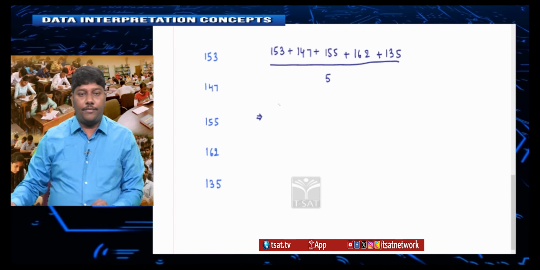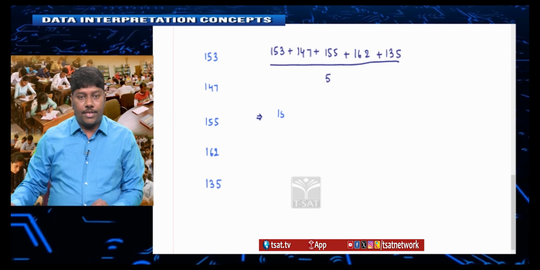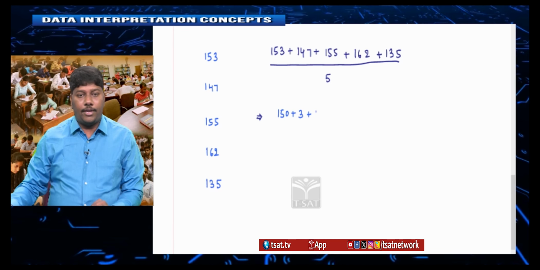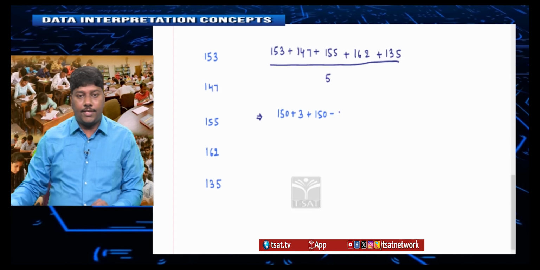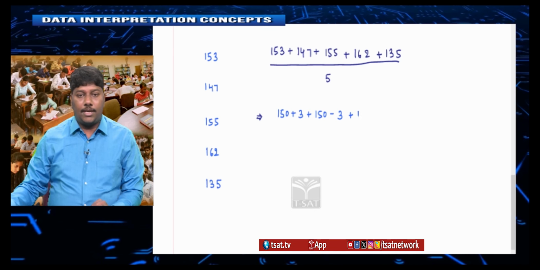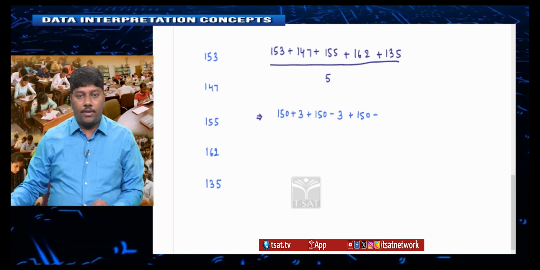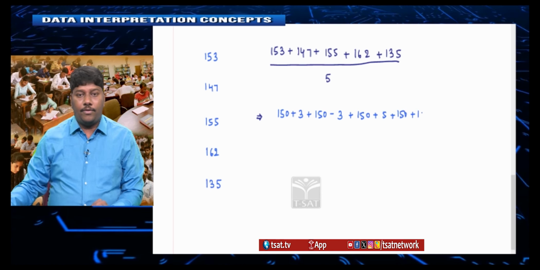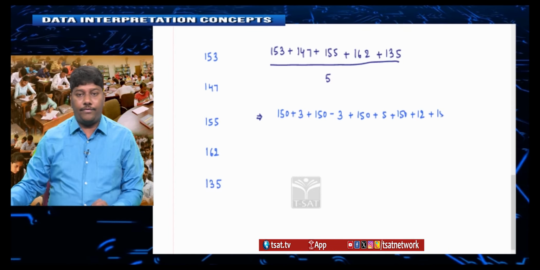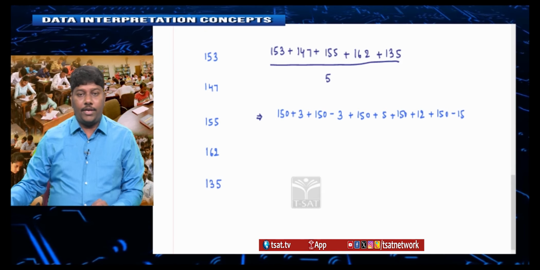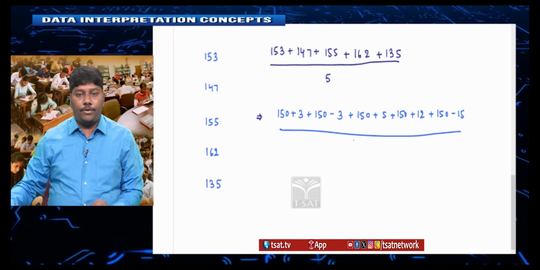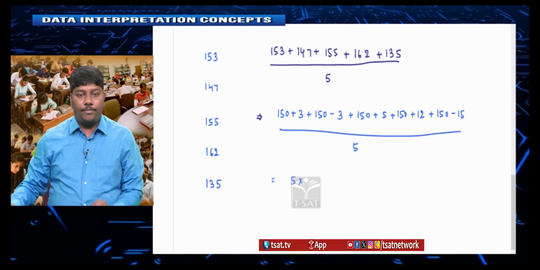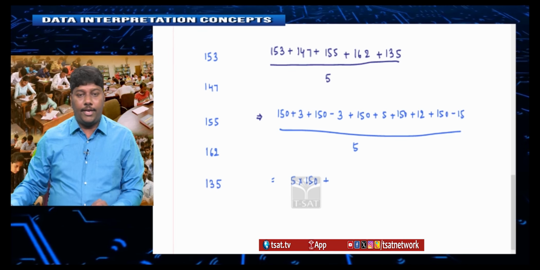Therefore, I can write each and every observation, the first observation as 150 plus 3. The second observation I can write as 150 minus 3. You understand the deviations? So, deviations come from this value plus 5, 150 plus 12, 150 minus 15. So, 150 came 5 times. Therefore, if you want to find the sum of data, you can say 5 into 150. Now, if you sum the deviations, you will get plus 2.